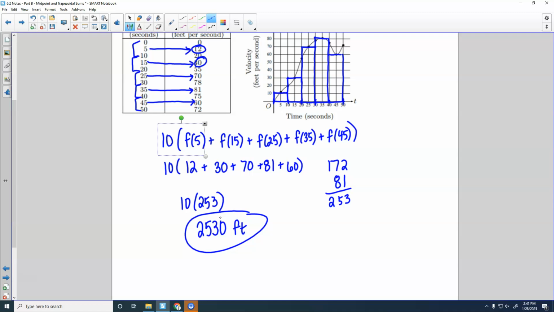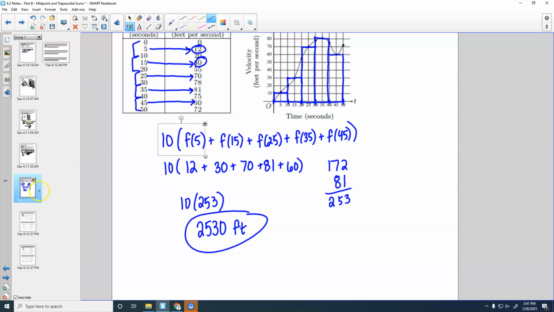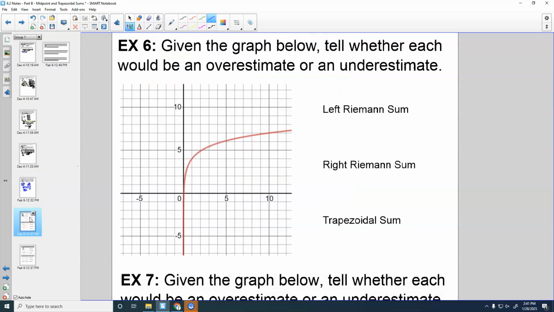Okay, questions? Okay, I've got one more thing that I want us to do before we get to our assignment. And that is, I want us to think a little bit more about whether we have an overestimate or underestimate for a left and a right Riemann sum.